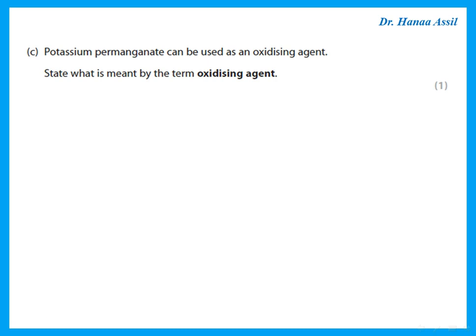Potassium permanganate can be used as an oxidizing agent. State what is meant by the term oxidizing agent. You have to remember when we were talking about oxidation, reduction, and oxidizing agent and reducing agent, the oxidizing agent is the substance that gives oxygen or loses oxygen. So when it gives the oxygen to something else, it makes that other substance oxidized. So actually, the oxidizing agent is the substance that is reduced. When it gives up oxygen, it becomes reduced, but it oxidizes the other substance.